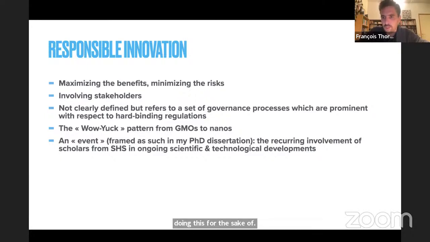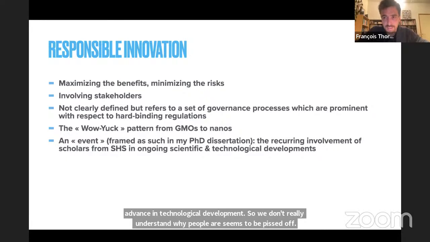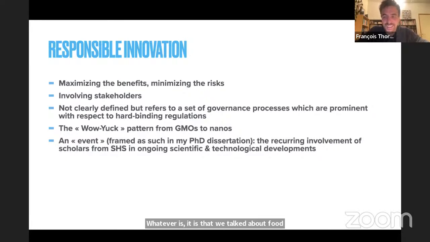Now we want to feed the world. We want to contribute to greater societies, to advances in technological development. So we don't really understand why people seem to be pissed off whenever we talk about food and stuff like that. And so they got much inspiration from the National Nanotechnology Initiative in the US that really put that idea of responsible development up front, and the European Commission did the same with nanotechnologies.